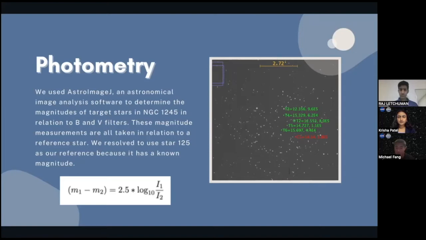These apparent magnitude measurements are all taken in relation to a reference star. As you can see below, this is the formula to get the magnitude of a star. To use it, you need to know the magnitude of another star, which is a reference star. We selected star 125 from Scincarini's star numbering system as a reference star because we know its magnitude. And using its magnitude, we can calculate the magnitude of all the other stars in NGC 1245.